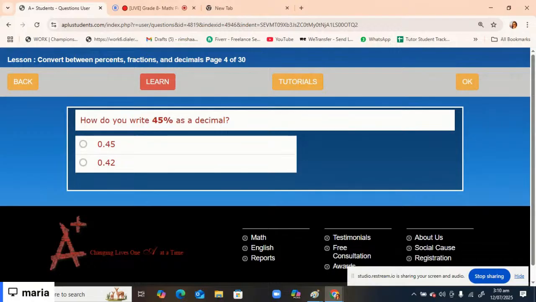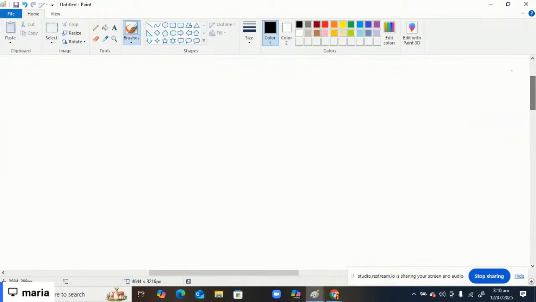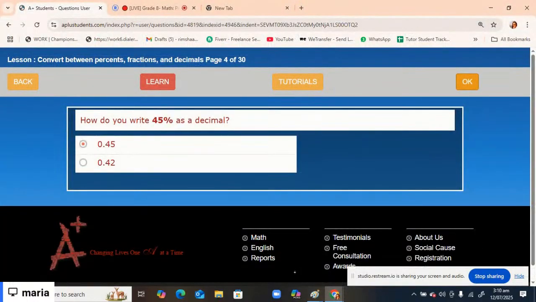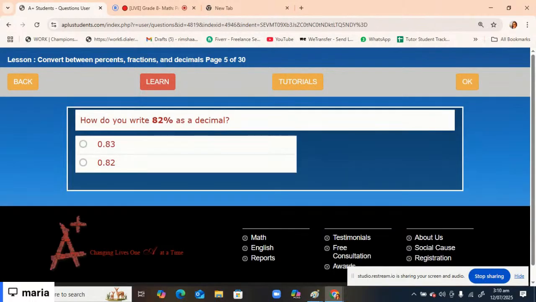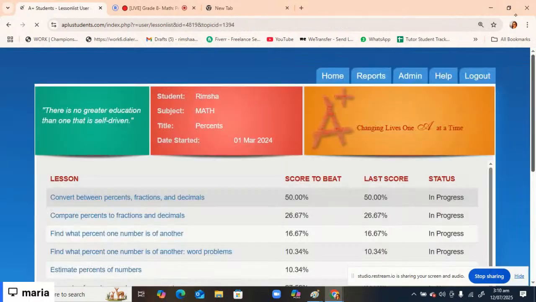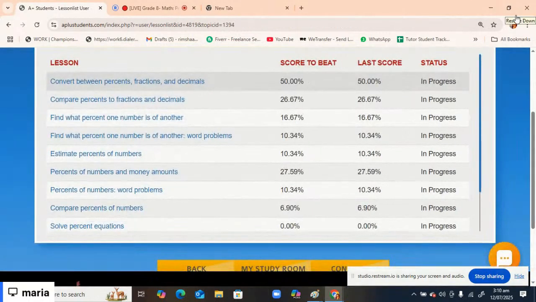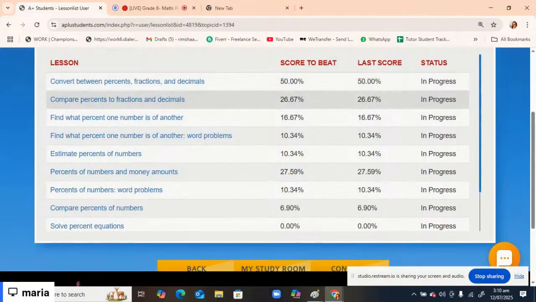How do you write 45% as a decimal? As we know, 45% equals 45 by 100, divide it and then you get the answer 0.45. Hope you guys understand this lesson as well. Now let's start the next lesson. So solve the rest of the test questions regarding the previous lesson by yourself.